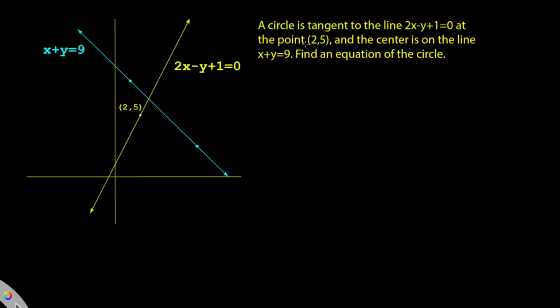For this video, we're going to be doing this problem here. A circle is tangent to the line 2x minus y plus 1 equals 0 at the point (2, 5), and the center is on the line x plus y equals 9. Find an equation of the circle.